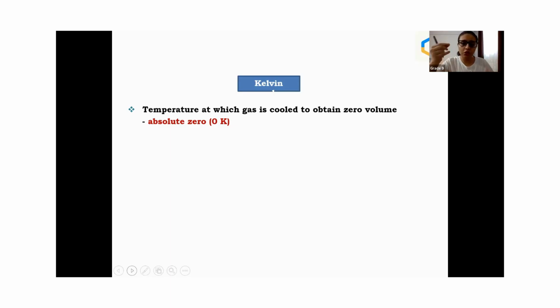There is an absolute zero there which is known as 0 Kelvin. The temperature at which a gas is cooled to obtain zero volume is known as absolute zero Kelvin. This is a point in Kelvin which will tell us any relative temperature we want to convert. So this is the absolute zero Kelvin where we start the measurement of temperature in the Kelvin scale. Okay, students?